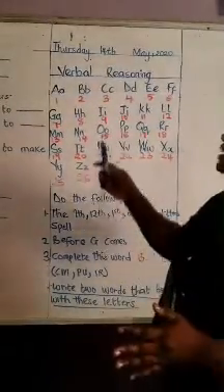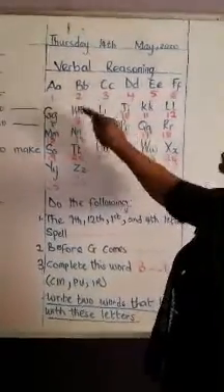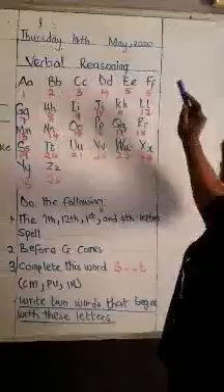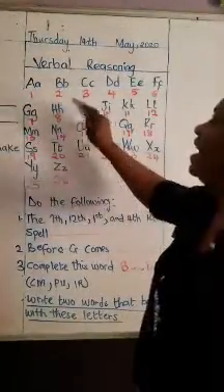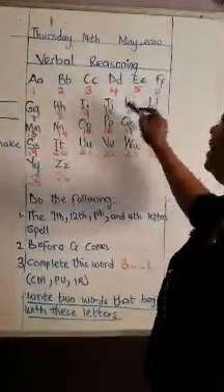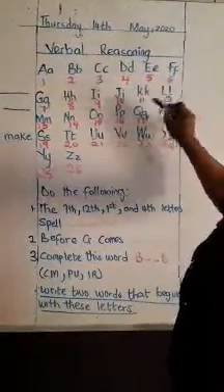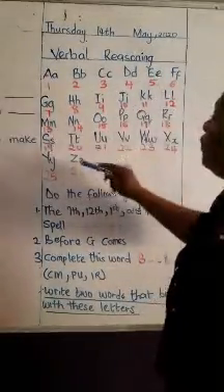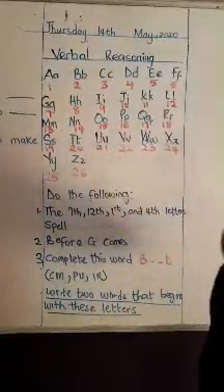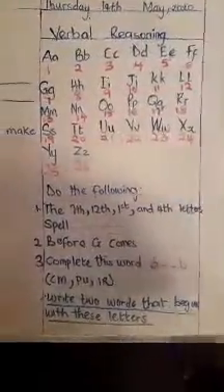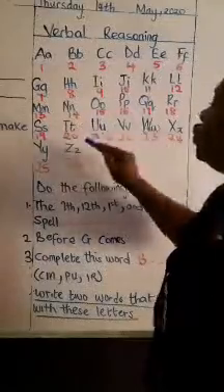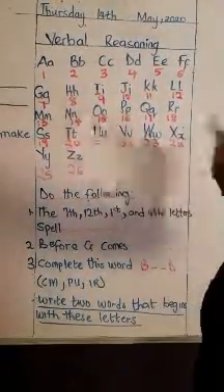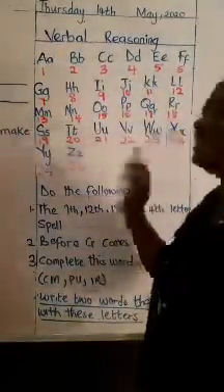Now let me just go briefly. Our letter A here is number 1, letter B is number 2, letter C is number 3, letter D is number 4, letter E is number 5, letter F is number 6, letter G is number 7, letter H is number 8, letter I is number 9, letter J is 10, letter K is 11, your letter L is 12, your letter M is 13, letter N is 14, letter O is 15, letter P is 16, letter Q is 17, letter R is 18, letter S is 19, letter T is 20, letter U is 21, letter V is 22, letter W is 23, letter X is 24, letter Y is 25, and letter Z is 26.